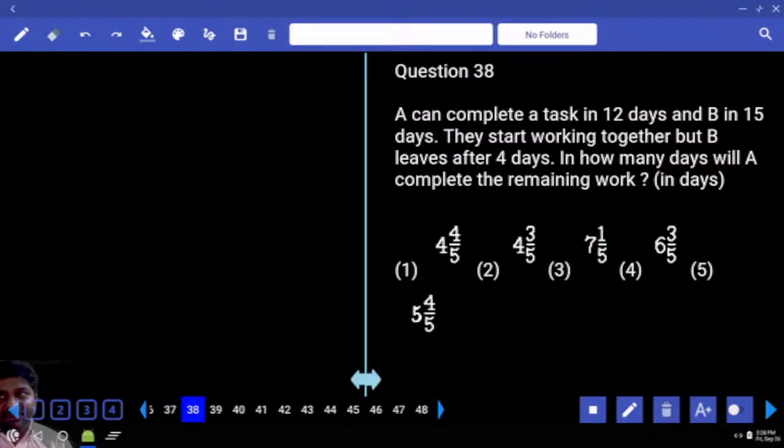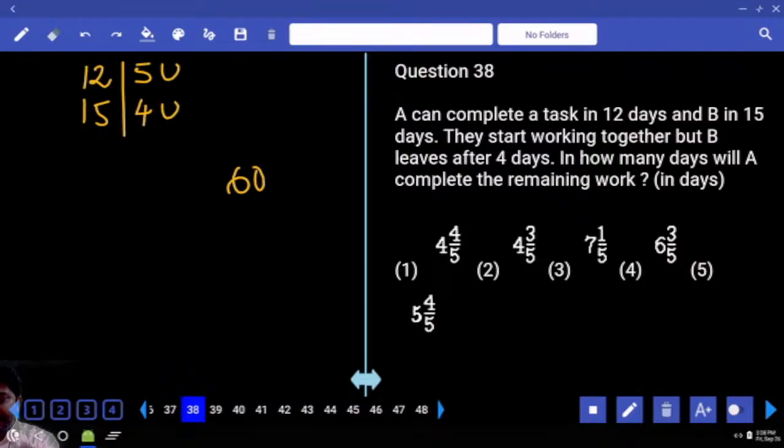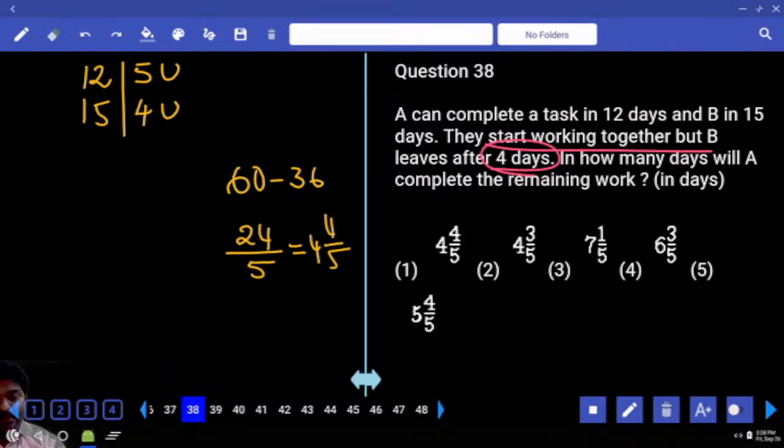A can complete a task in 12 days, B in 15 days. They start the work together, but B leaves after 4 days. In how many days will A complete the work? A in 12 days, B in 15 days. LCM 60. A does 5 units, B does 4 units. Both together started the work. Together they will do 9 units. Worked for 4 days, 9 into 4, 36. Then the remaining 24 units are done by A. After 4 days, who stopped? B leaves. So the remaining should be done by A, 24 by 5, that is 4 4/5 days.